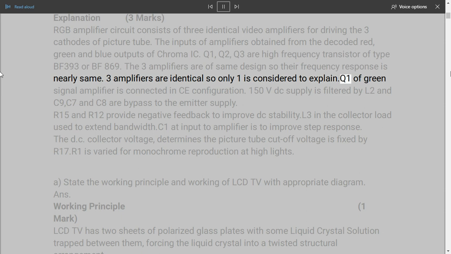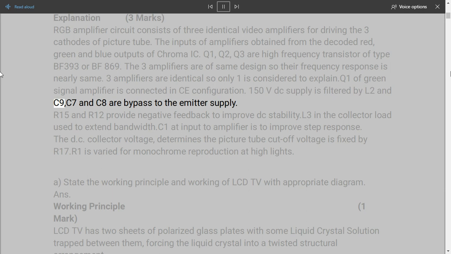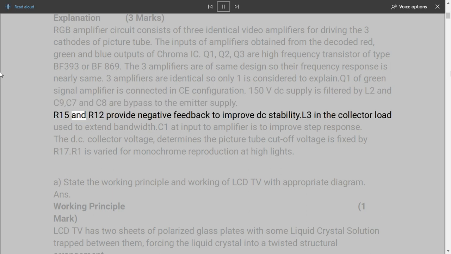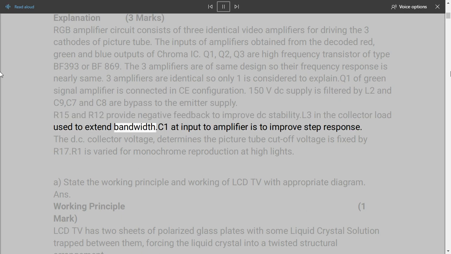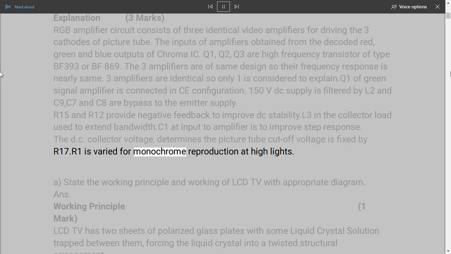Q1 of the green signal amplifier is connected in CE configuration. The 150 VDC supply is filtered by L2 and C9; C7 and C8 are bypassed to the emitter supply. R15 and R12 provide negative feedback to improve DC stability. L3 in the collector load is used to extend bandwidth. C1 at the input to the amplifier is to improve step response. The DC collector voltage, which determines the picture tube cutoff voltage, is fixed by R17. R1 is varied for monochrome reproduction at highlights.